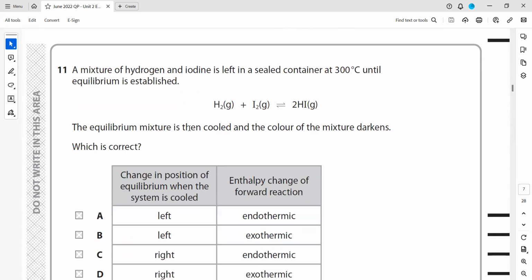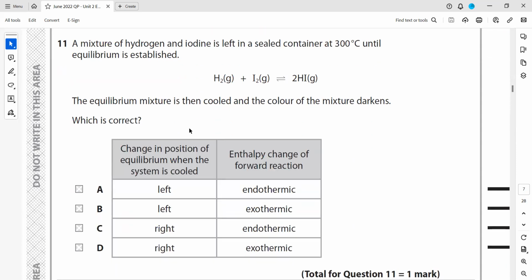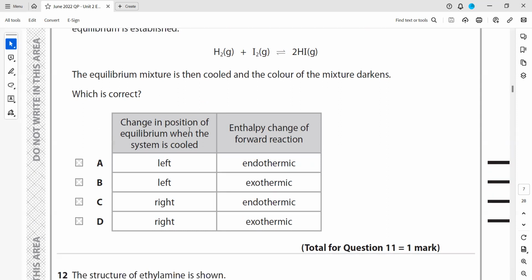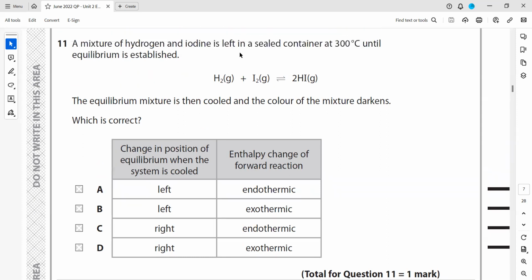A mixture of hydrogen and iodine is left in a sealed container at 300 until equilibrium is established. The equilibrium mixture is then cooled and the color of the mixture darkened. So what is correct? First thing, you have to understand which position it will shift, because iodine is there, the colored substance is iodine here.